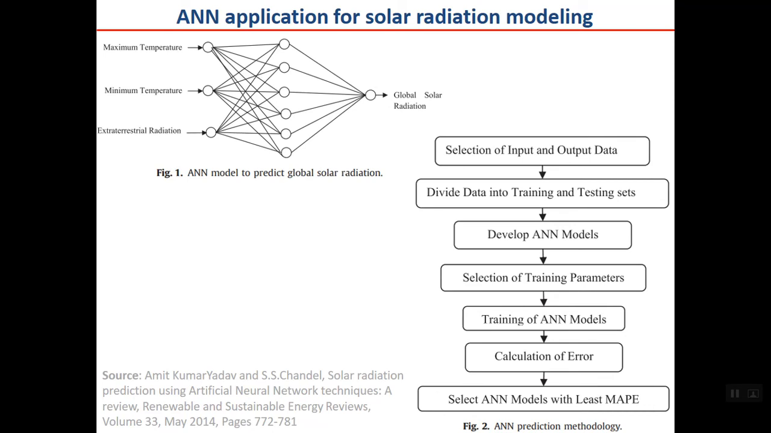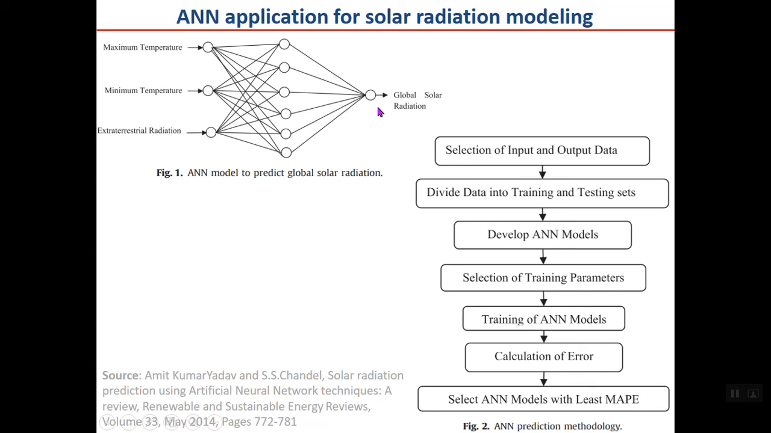Another very interesting and approximately recent method for solar radiation modeling is artificial neural network. Artificial neural network is one of the machine learning methods. There are other machine learning methods, fuzzy logics and others. Artificial neural network is one of them, which has made a lot of progress in different areas, including its application in solar radiation modeling. As you can see, some inputs are used for the artificial neural network model to calculate or estimate the global solar radiation.